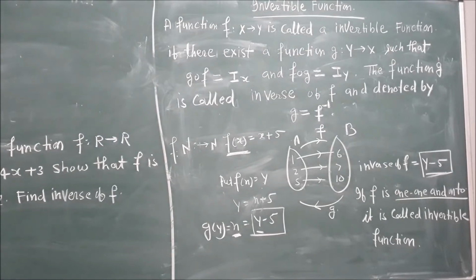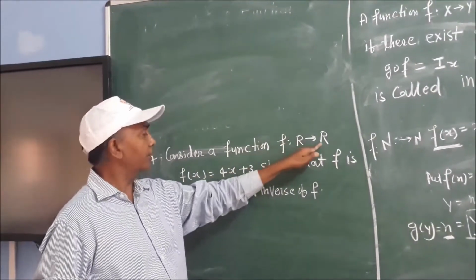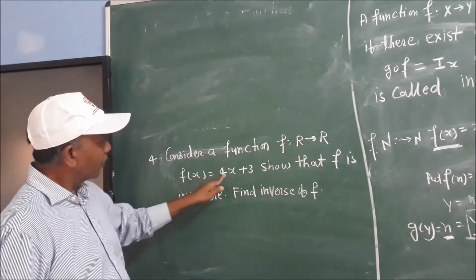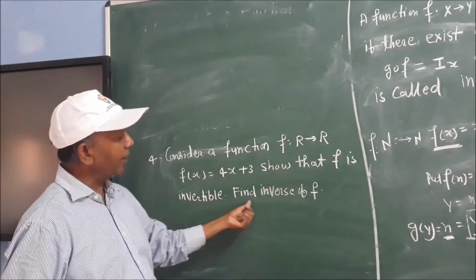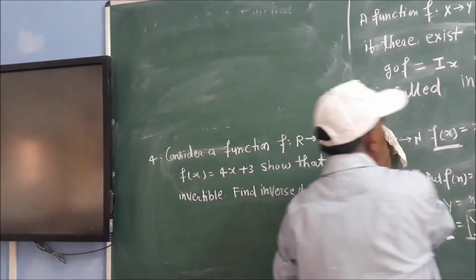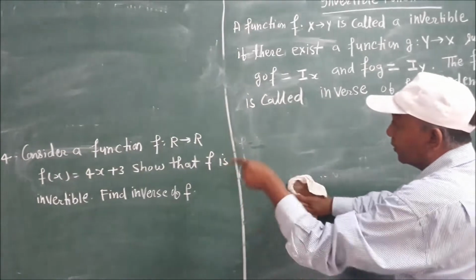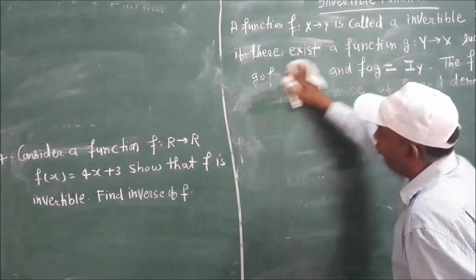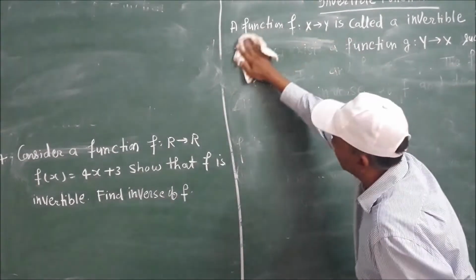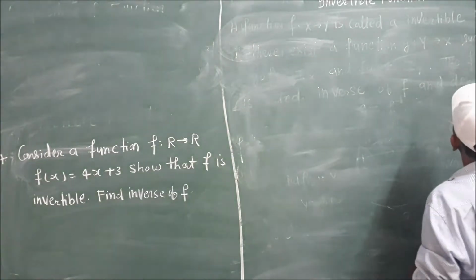After that, you come to question number 4 of exercise 1.3. Consider a function f from R to R, f(x) is equal to 4x plus 3, so that f is an invertible function. Then find the inverse of f. We have to calculate what is the inverse of f. So here we have to prove that this function follows both the one-one and onto properties, and after that, we have to calculate the inverse of this function.